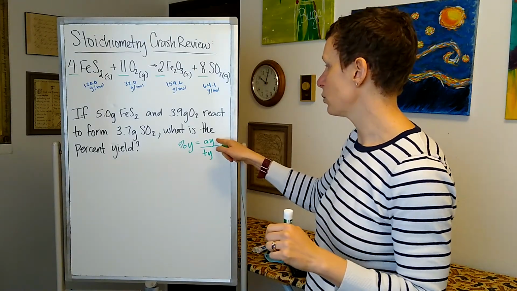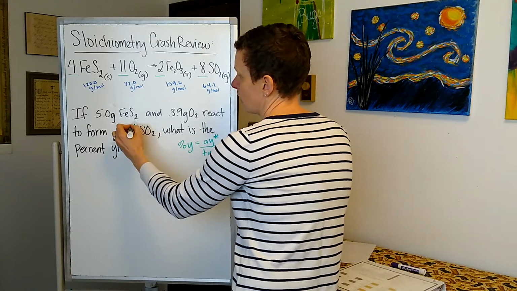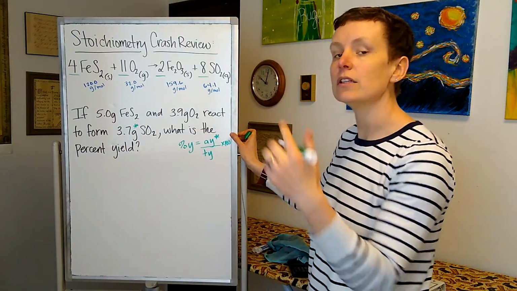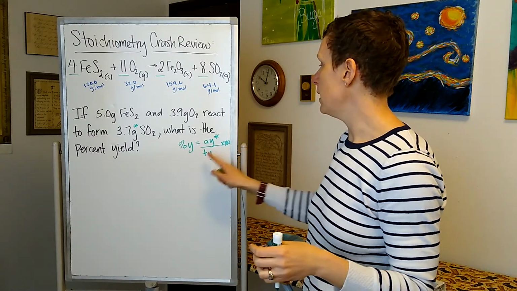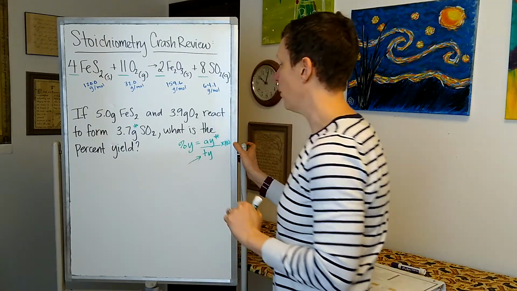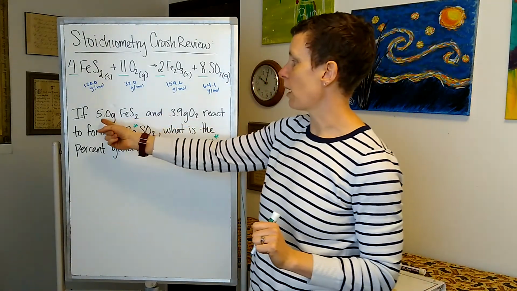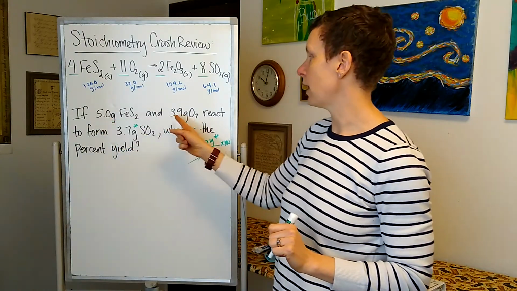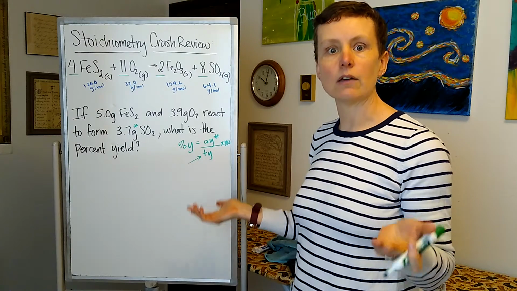I know the actual yield, okay? So my actual yield is 3.7 grams of SO2. It tells me that's how many are produced, okay? This is the piece that I don't know yet. I need to figure that out before I can find my percent yield. And this is going to be a limiting reactants problem. I have 5 grams of iron sulfide and 3.9 grams of oxygen. How many grams should I be able to make of SO2?